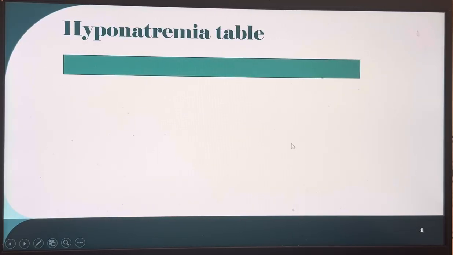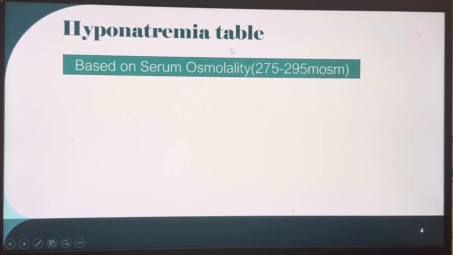Now, hyponatremia, coming to the hyponatremia table. To diagnose hyponatremia, first we have to check the serum osmolality. The normal serum osmolality is 275 to 295 milliosmoles. Depending on serum osmolality, it is divided into three types.